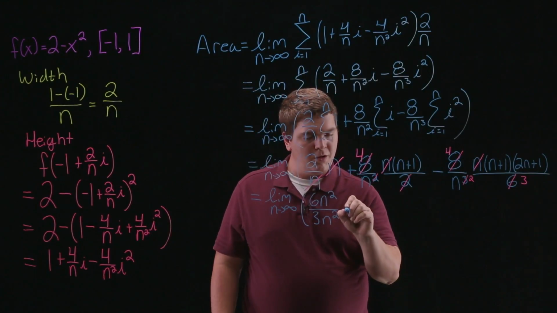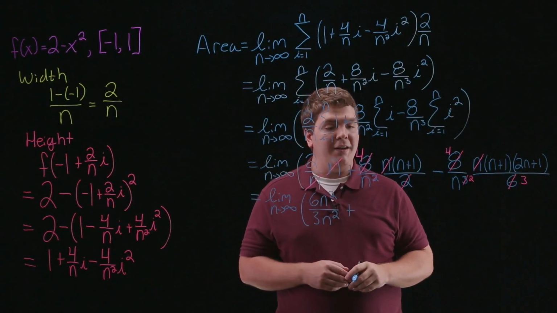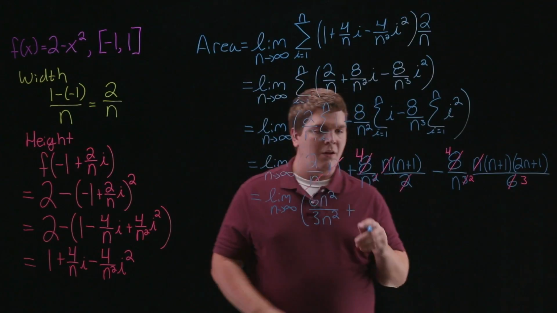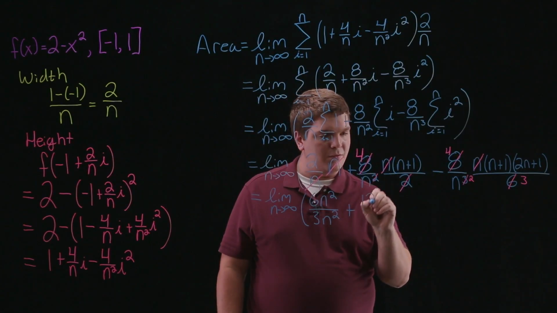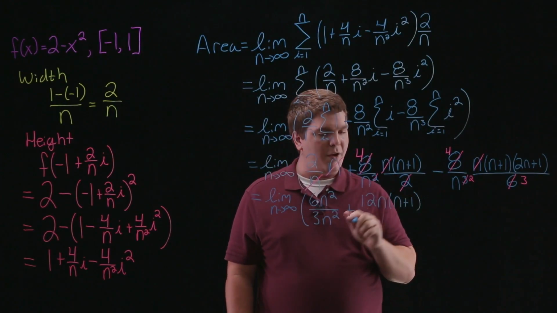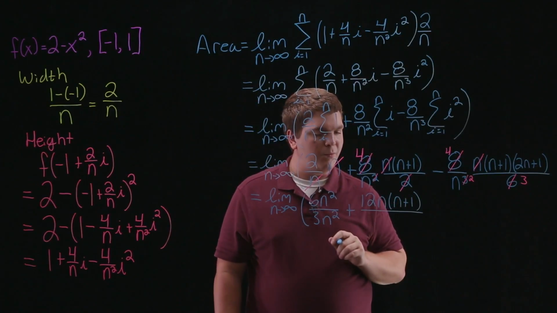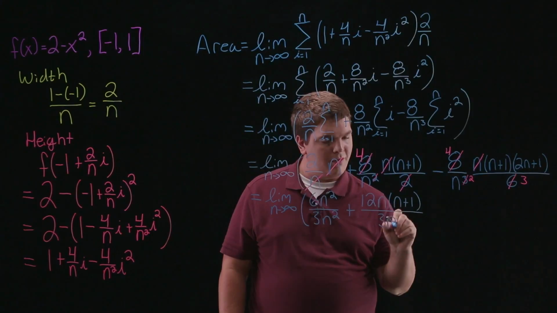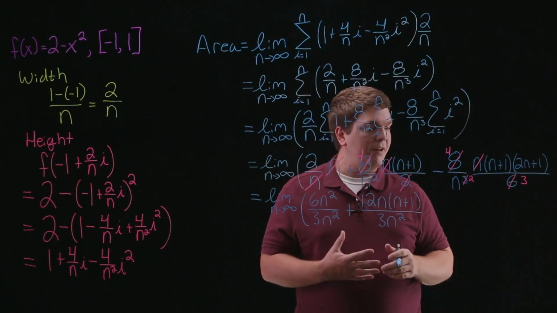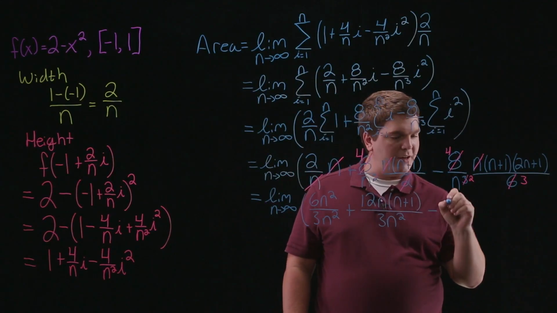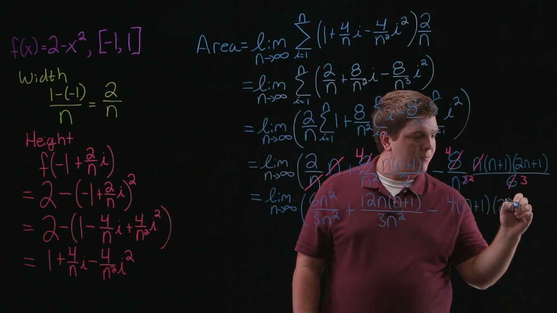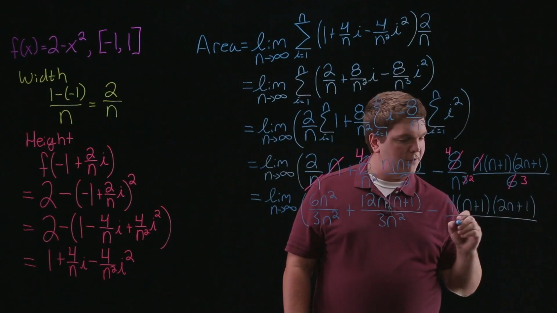Moving along here, we're going to multiply the numerator and denominator by a 3n, since the denominator here is just n. So that'll leave us with a 12n times n plus 1, since we multiplied the numerator by a 3n, and we're multiplying the denominator by a 3n also, which will leave us with a 3n squared. And over here, the denominator is already a 3n squared, so we'll just be subtracting a 4 times n plus 1 times 2n plus 1, all divided by a 3n squared.